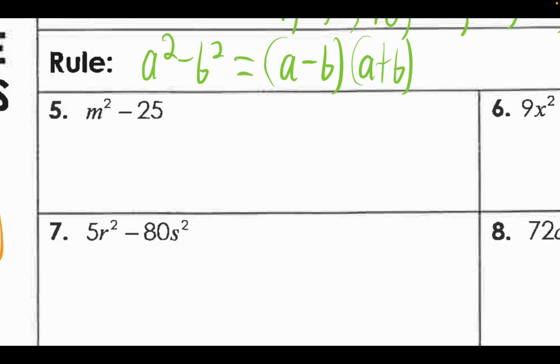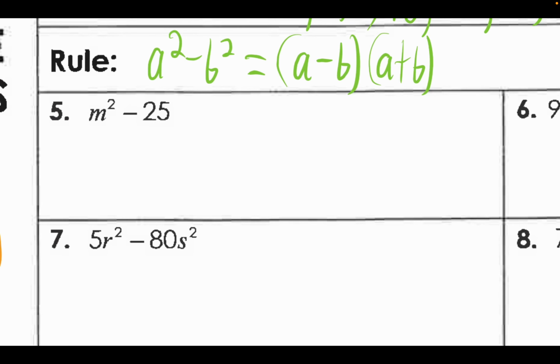So on number 5 here, this is a difference of two squares. We are subtracting. There's two things. They're perfect squares. We should always be looking for this pattern when we have two terms. We won't always find it, but it's always good to look for. And so we'll do m minus 5 and m plus 5. Some people find it helpful to write the m and the 5 up above. That way you can remember what numbers you're using and that these are perfect squares.